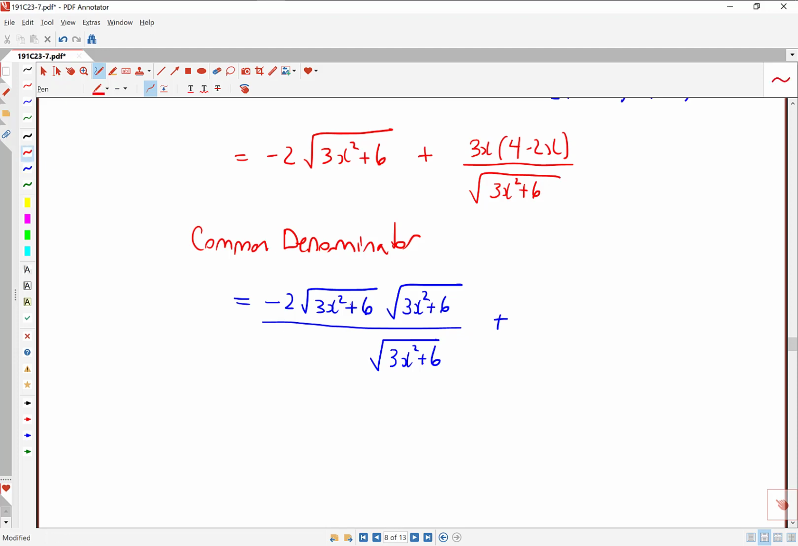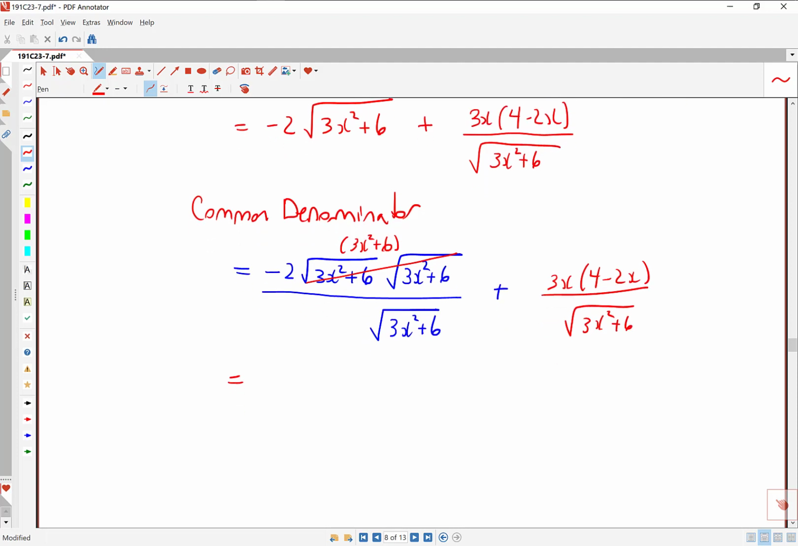So then you could clean up this part here and say, okay, well, that's just going to give us a full 3x squared plus 6. And then we've still got our second term, which looks like 3x times 4 minus 2x over that root. So see, now we're going to be able to add these two terms together. Everything is nicely over that root 3x squared plus 6. And let's just work on figuring out our numerator.